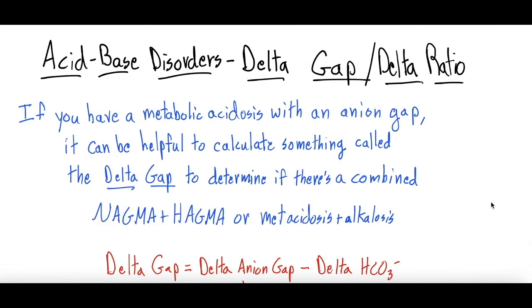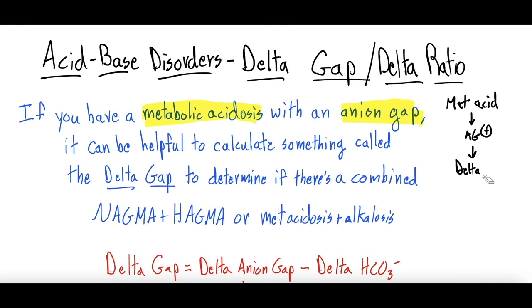All right. Delta gap, delta ratio. So this comes in handy if you have a metabolic acidosis with an anion gap. So as we talked about in the last video, if you have a metabolic acidosis, the next thing you want to do is calculate if there is an anion gap. If there is an anion gap, then what you want to do is this, the delta gap or the delta ratio.